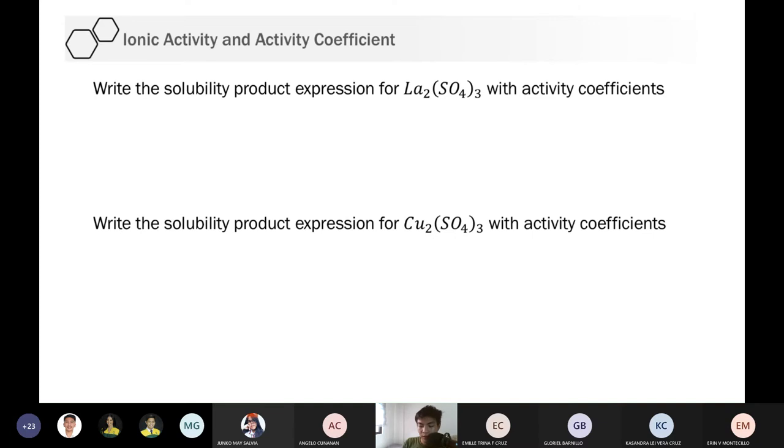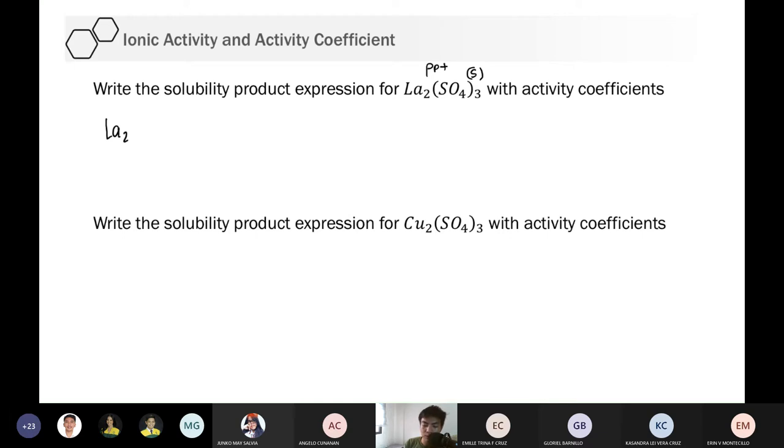So, let's practice on writing the solubility product expression for the two salts here. Including their activity coefficients, no? Yung gamma. So, eto, we have lanthanum(III) sulfate. Okay, so let's practice kung paano tayo magdi-dissociation reaction. So, since this is solubility product, most likely ito ay precipitate. So, ito ay solid. Then it will dissociate into ions. Okay, so yun yung idea kapag ganyan. So, we write the equation for the dissociation of this ion, no?